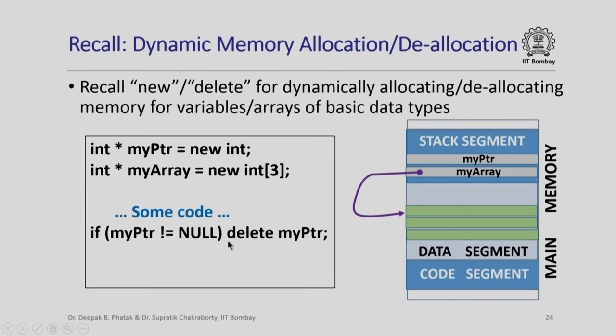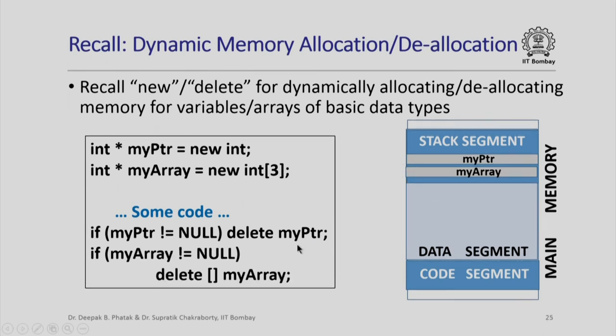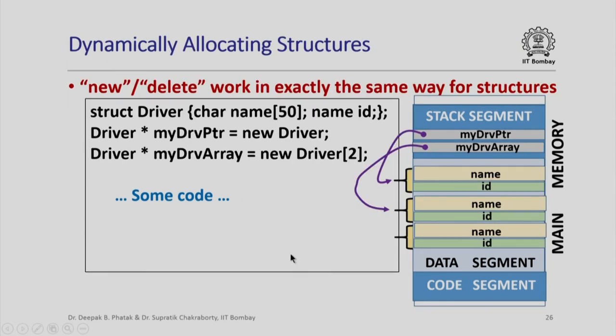And of course, when I do delete my pointer, whatever locations in the heap my pointer was pointing to is freed. Similarly, when I do delete as an array, my array, whatever location in the heap as an array that my array was pointing to, so my array was basically pointing to some locations in the heap as an array, and those entire set of locations are going to be freed when I say delete as an array the locations pointed to by my array.